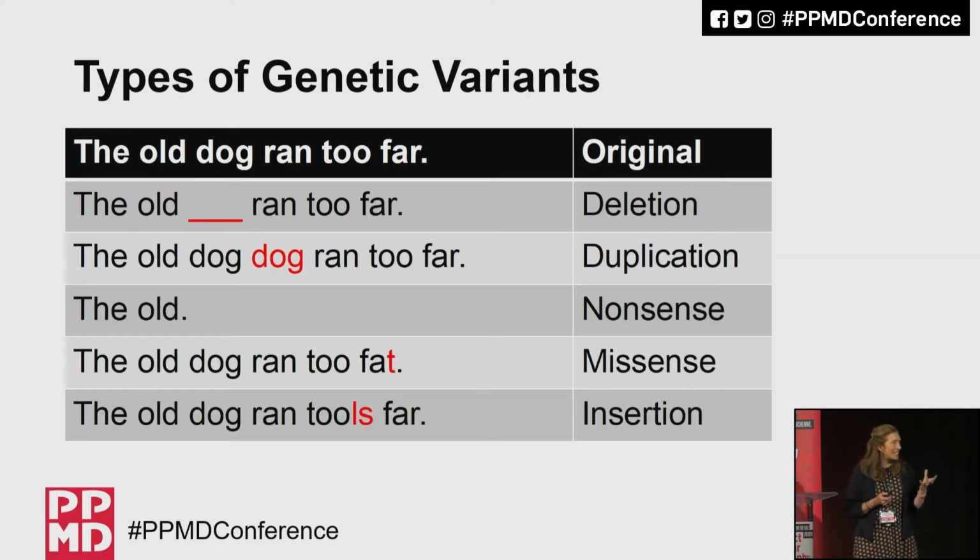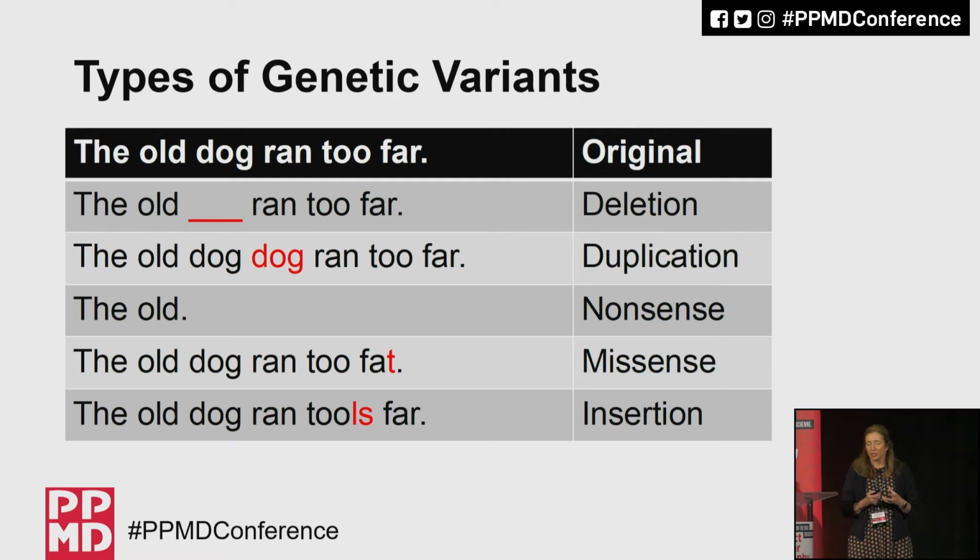I kind of think it's easy to think of a gene as a sentence, and then each little three-letter word in that sentence is an exon. So it's easy to think like a deletion is when there's a word missing or an exon missing, and a duplication is when a word is repeated.